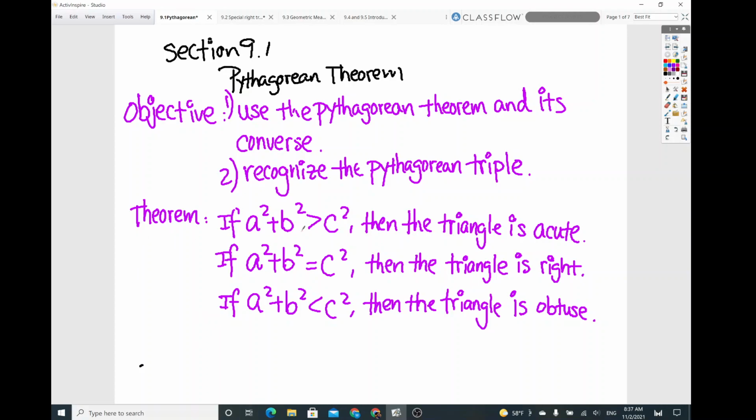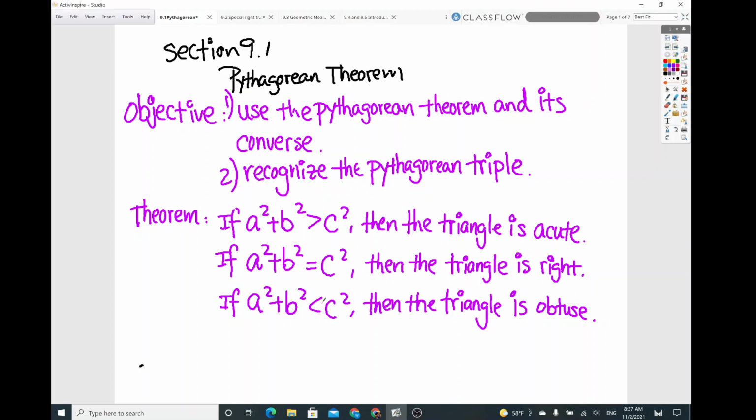So here's what we have for the Pythagorean theorem and the Pythagorean converse. If a squared plus b squared is greater than c squared, then the triangle is acute. If a squared plus b squared equals c squared, then the triangle is right. If a squared plus b squared is less than c squared, then the triangle is obtuse.